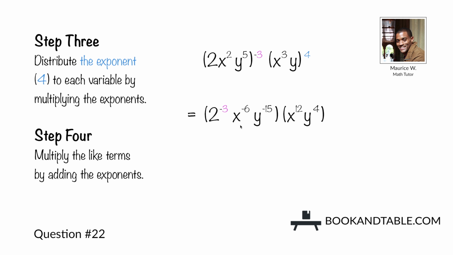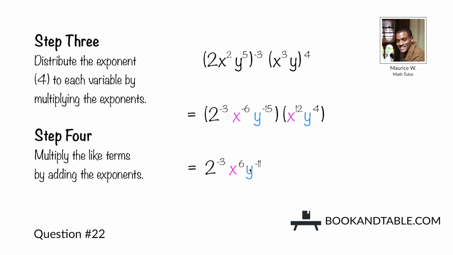So now we want to multiply our like terms, x and y. X to the negative 6 times x to the 12th becomes x to the negative 6 plus 12, which is positive 6. Y to the negative 15th times y to the 4th becomes y to the negative 15 plus 4, which is negative 11.